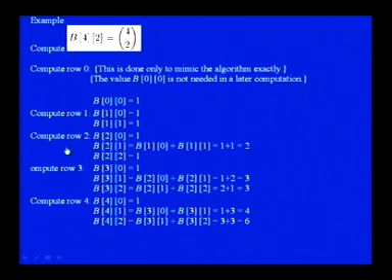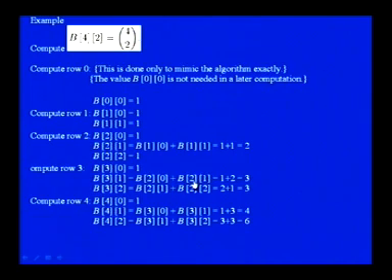Now, row 2 is over. Now, row 3 is calculated like this: b of 3, 0 is 1, and b of 3, 1 is going to be b of 2, 0, which we have already computed as 1.